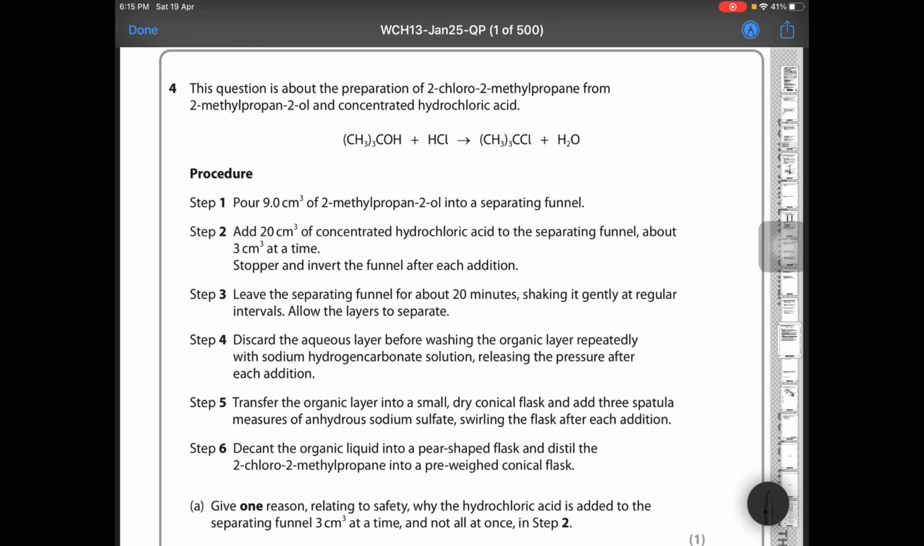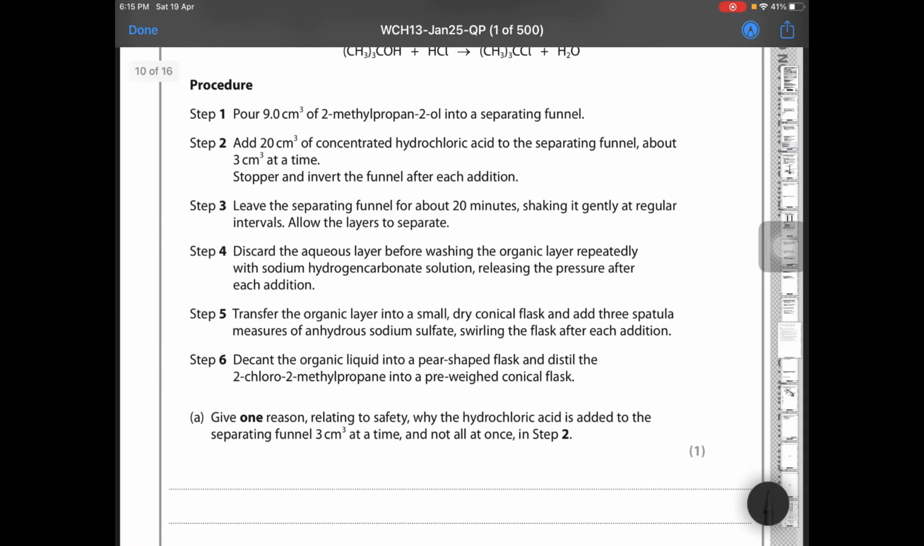Organic part, my favorite part. This question is about the preparation of 2-chloro-2-methyl propane from the alcohol. Fine, the entire procedure is given to you. You can go through the procedure.